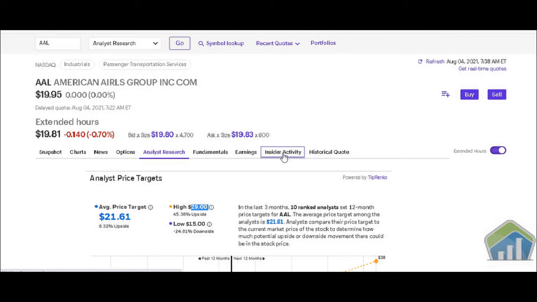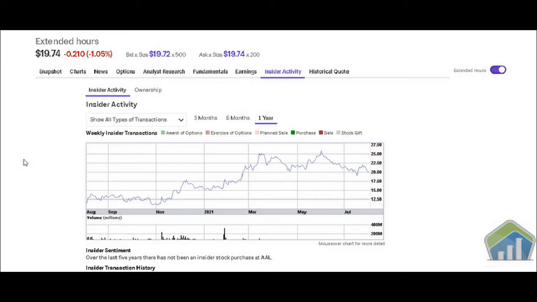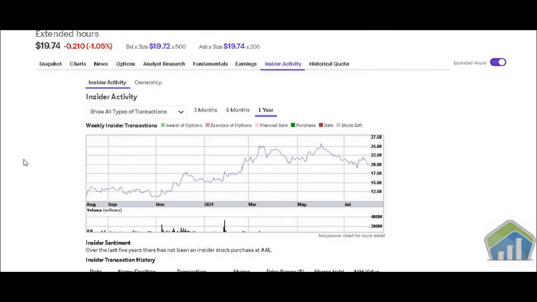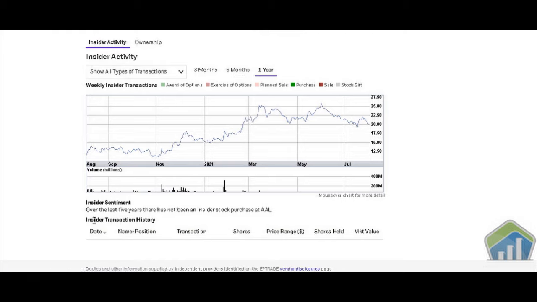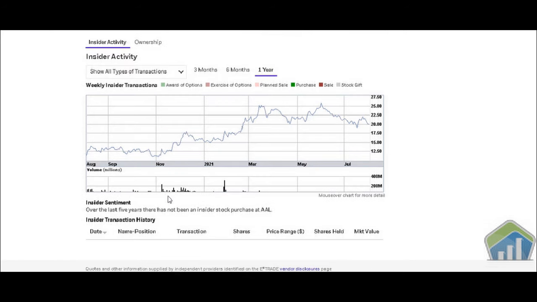I like to go over here to insider activity because it's going to give me a picture of whether or not any inside trading is going on inside the company, right? So who's doing what, right? So it says insider activity, and it's already clicked on the 1 year. And over the last 5 years, there's not been an insider stock purchase at AAL, right? So nobody inside has purchased anything according to this particular chart, right? And it says show all types of transactions. So no type of transaction is showing up right here, right?